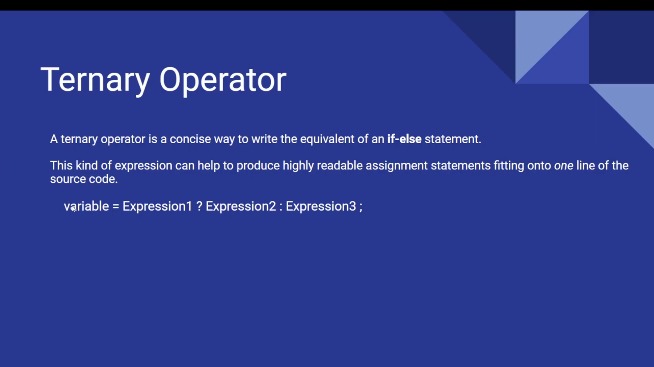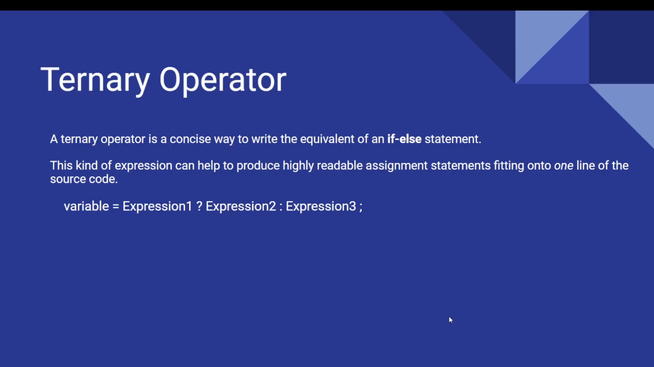So here what we are doing is, if this expression is true, then assign the variable to expression 2. If this expression is false, expression 3 will be assigned to variable. So a simple if else statement is now written in a single line using the ternary operator.